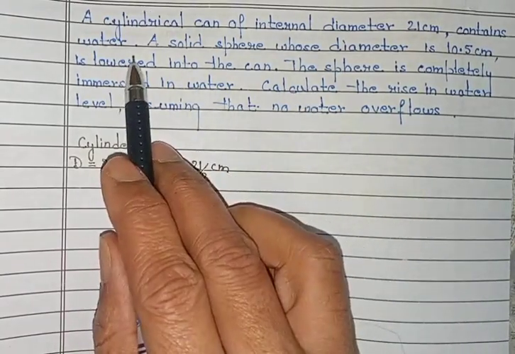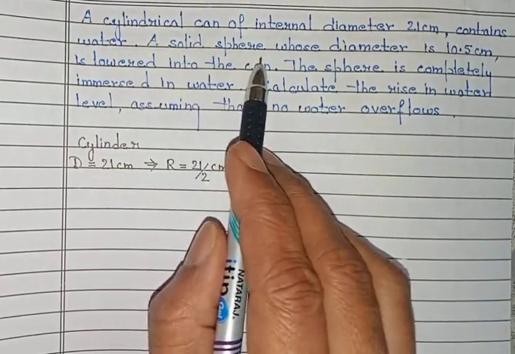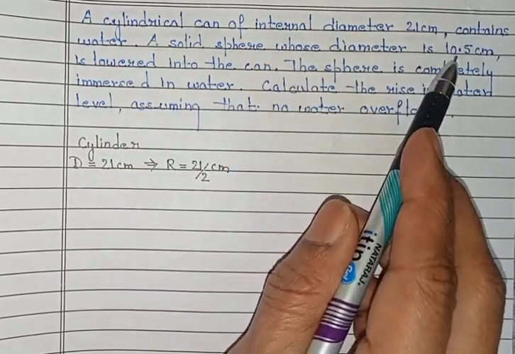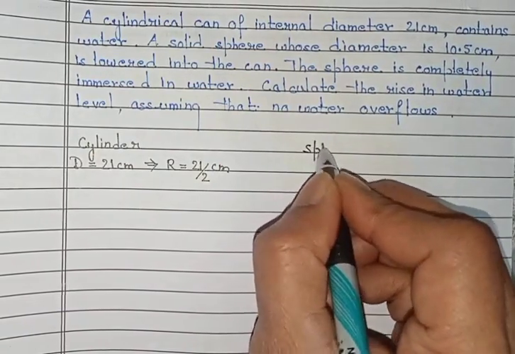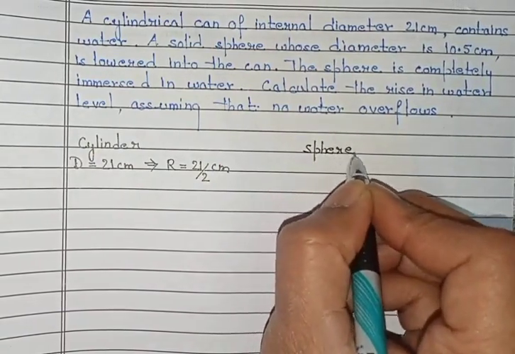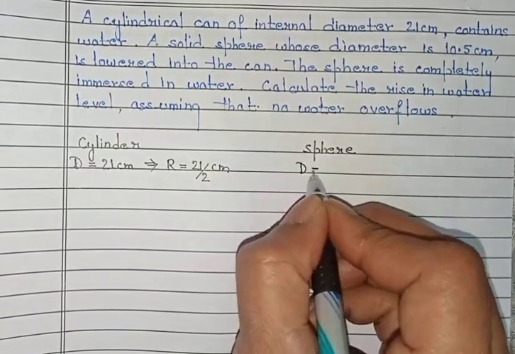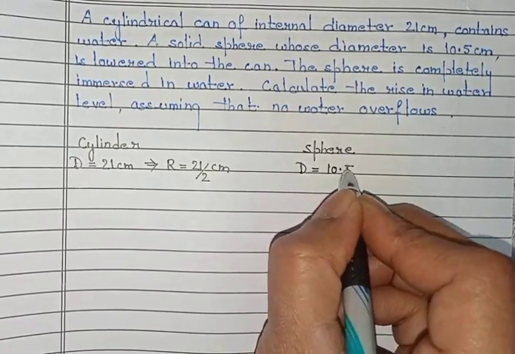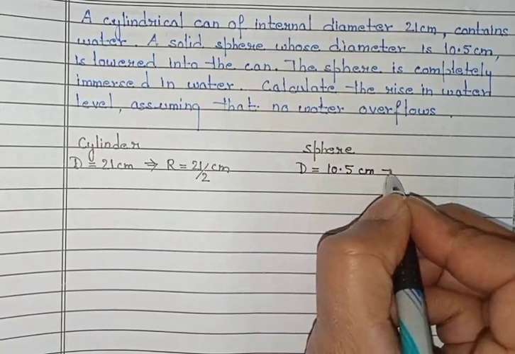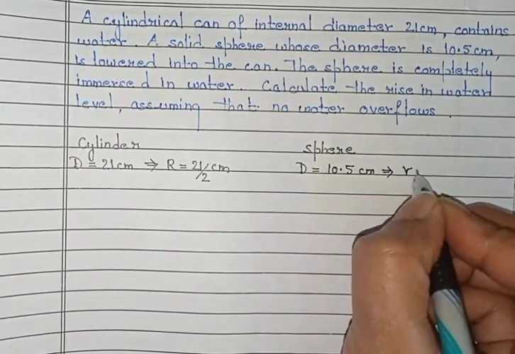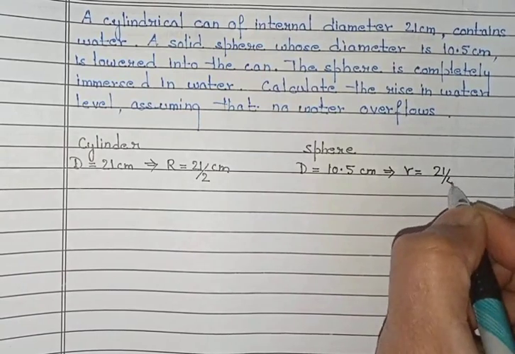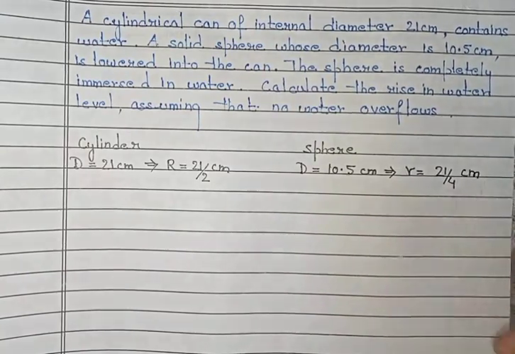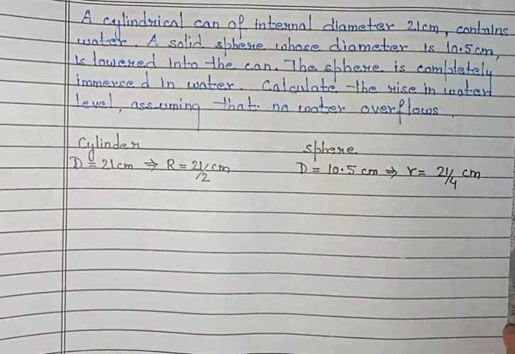Now it contains water, a solid sphere whose diameter is 10.5. Now for a sphere, diameter is 10.5. So if we take half of it, we will get radius of a sphere as 21 upon 4. So this is the radius of the sphere.